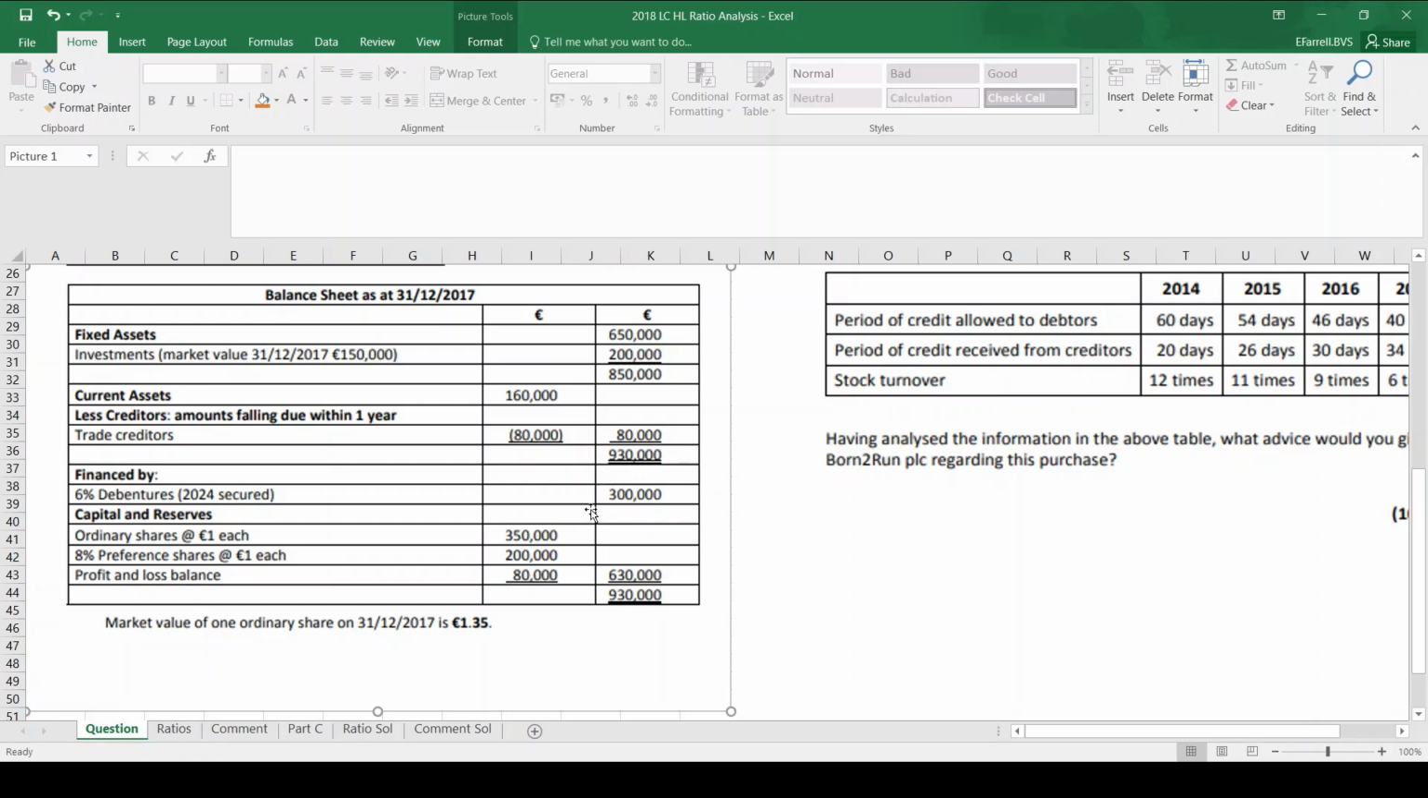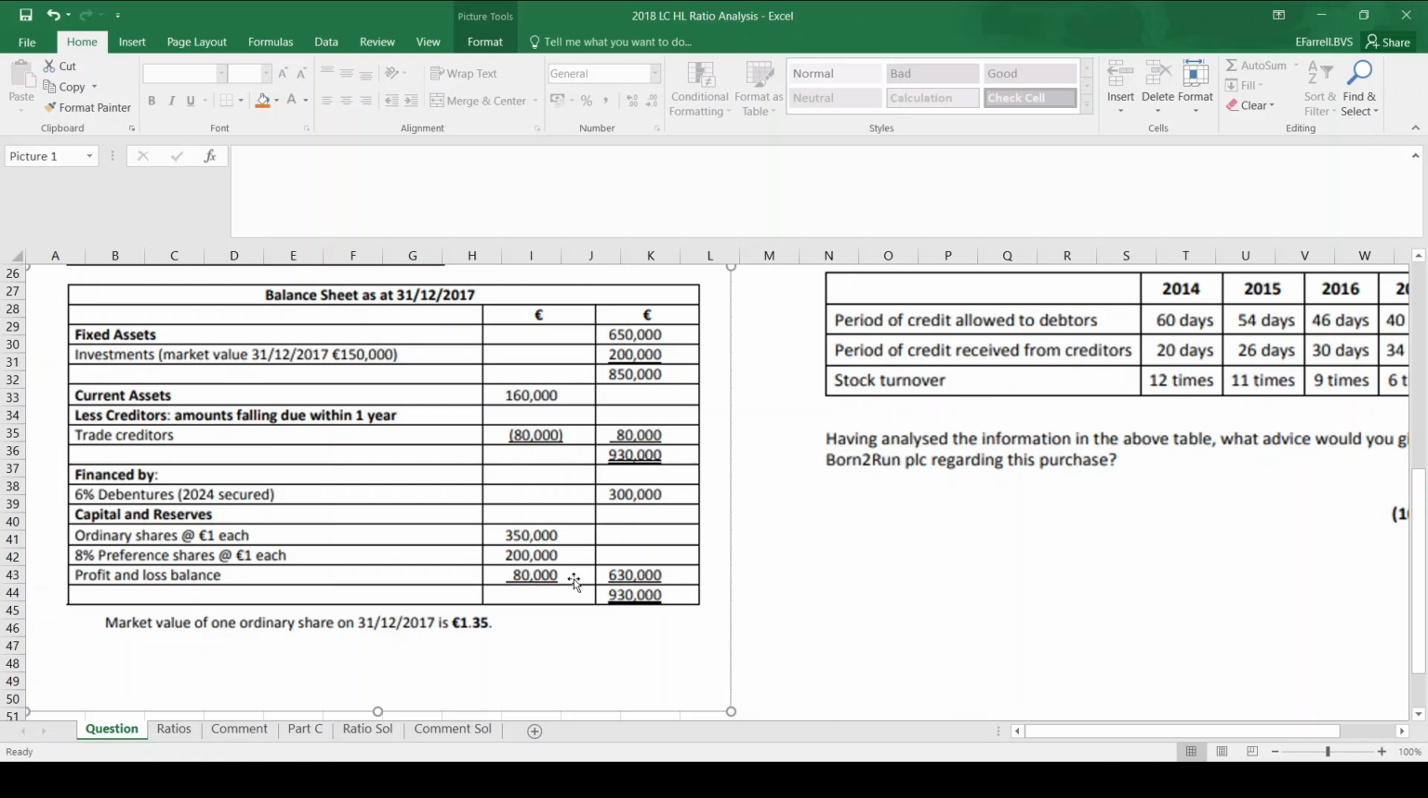The debentures are debt, they are long-term loans. Ordinary shares are equity, they're shares that were bought in the company. Preference shares are debt because they are treated differently than ordinary shares. They're seen more like a loan from shareholders, so they're seen as debt. And profit and loss balance coming forward, that's profits coming forward, so that is equity.